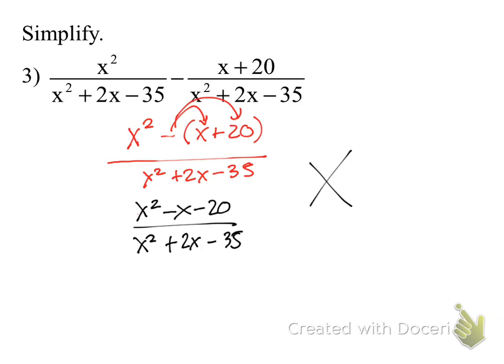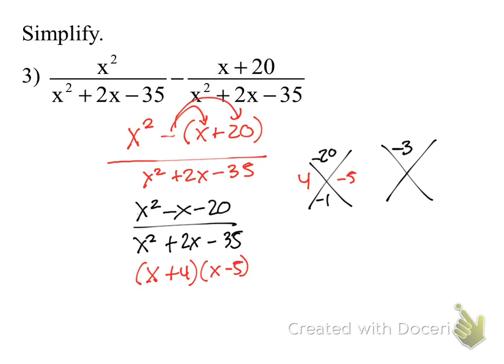So we'll factor the first one: what multiplies to negative 20 and adds to negative 1? Negative 5 and 4. So then it's x plus 4 times x minus 5. And then on the bottom one, we're going to do what multiplies to negative 35 and adds to positive 2.